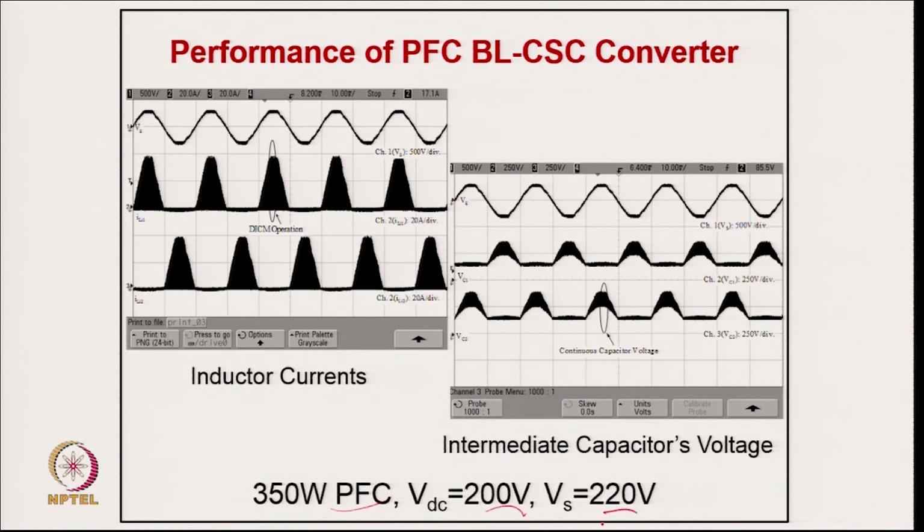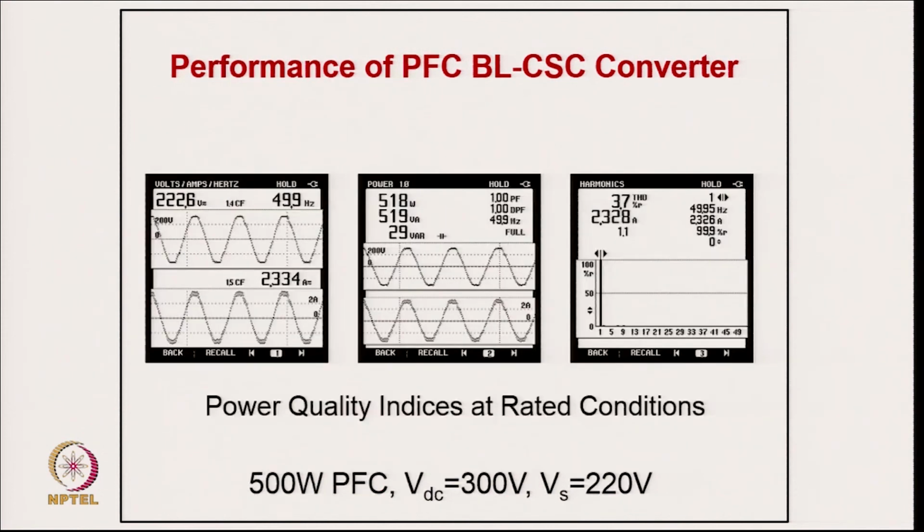220 volt supply. So, this is the supply voltage, this is the inductor current for positive half cycle and negative half cycle, and the capacitor voltage for positive and negative half cycle, continuous voltage and inductor current discontinuous, and this is the performance with THD of 3.7% of supply current and power factor unity. You can see the supply voltage and supply current are quite good waveforms, with power factor correction unity here, and thank you.